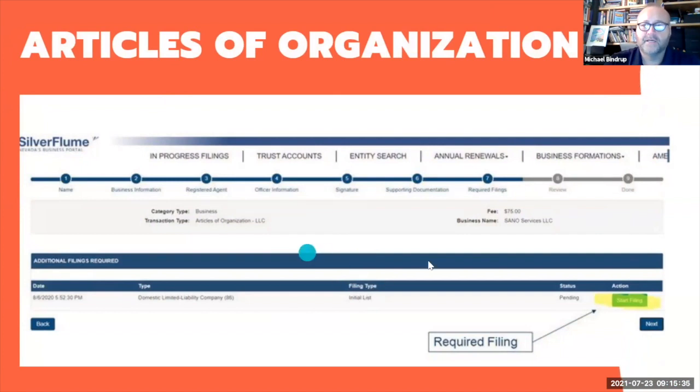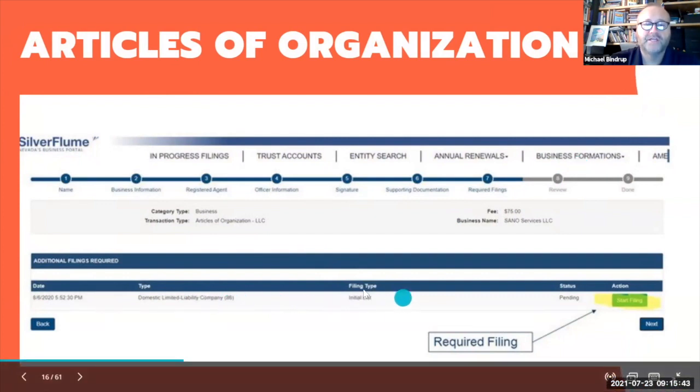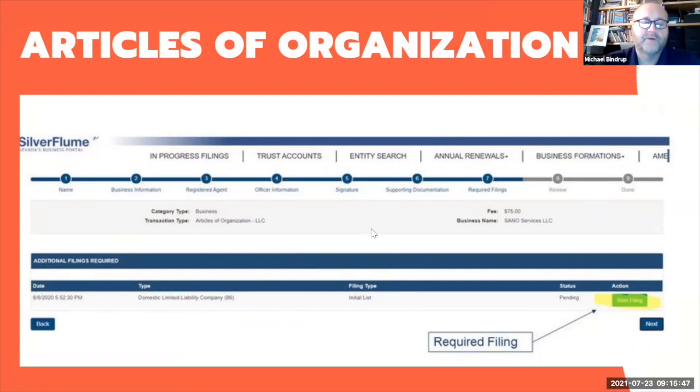Now with this, we've got these articles of organization filed. Our next step is we're going to start our filing of what's called our initial list, your initial list of members and managers. Every year we're required by the state to update the ownership of our entity, whether we're a corporation, an LLC, or a partnership. We need to designate who the owners are.